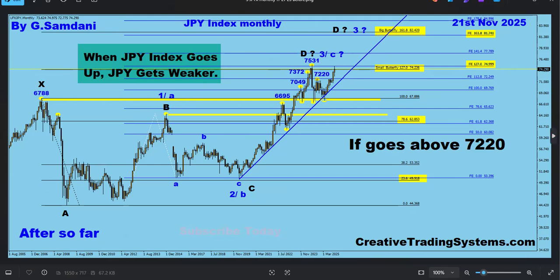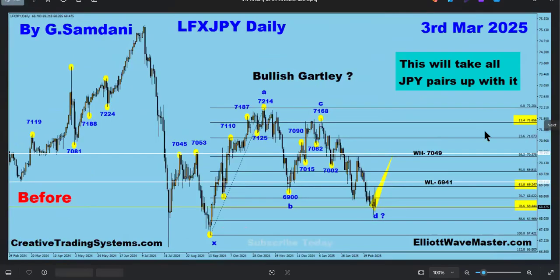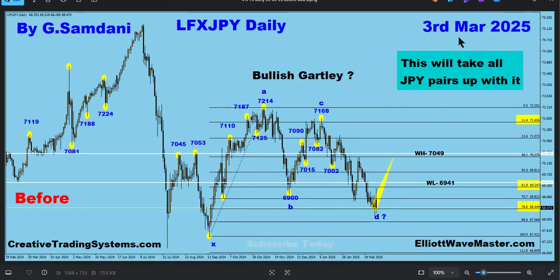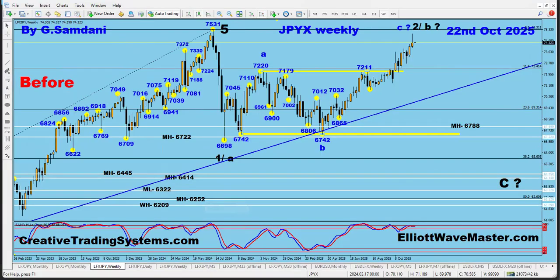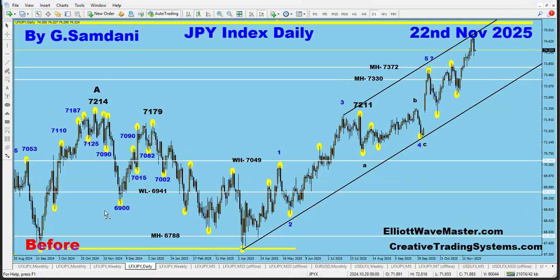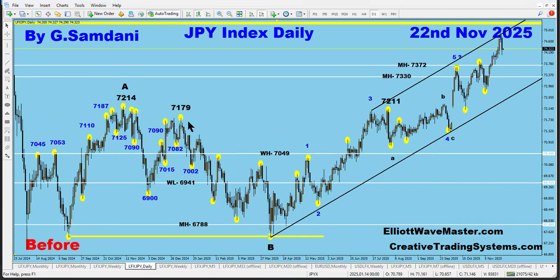So let's see. At the same time I made this daily chart as well on March 3rd. And you can see that this was like X, A, B, C, D. I said it's a perfect Gartley pattern, and after that, it should go to the upside. And this one, let me show you on the live chart what happened to this one. Basically, this daily chart, this was the pattern, right? X, A, B, C, D here.